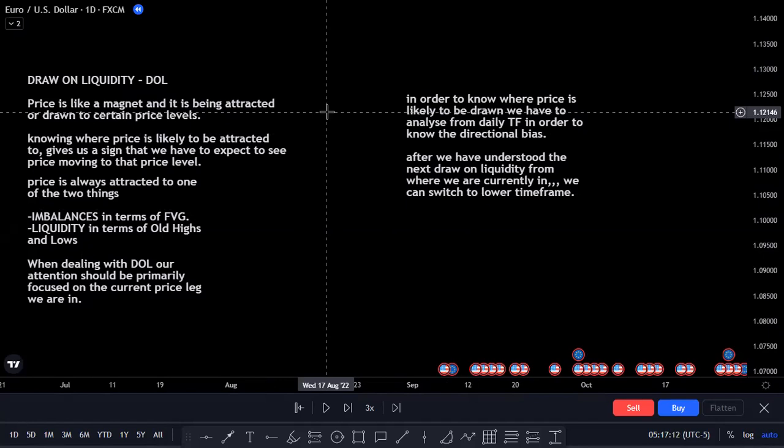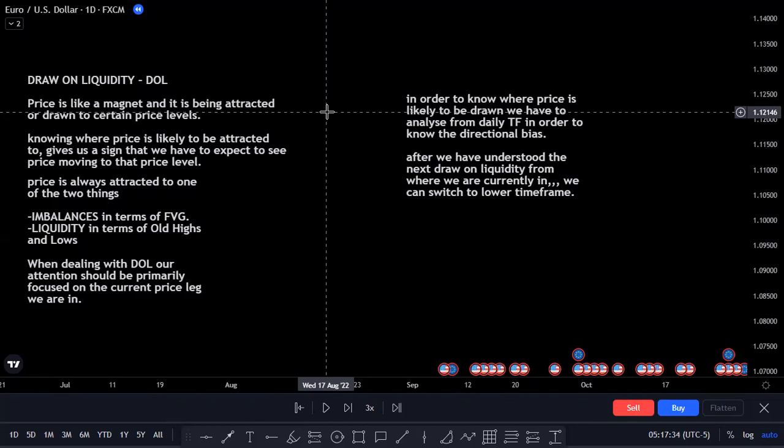So it has been a long time since I posted my last video, and today I'm going to explain about draw on liquidity. A lot of people have been asking what exactly a draw on liquidity is. We understand what liquidity is, and for those who don't, I'll prepare a video to explain liquidity.